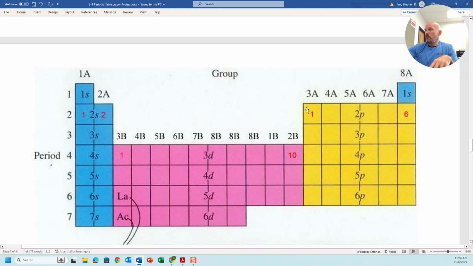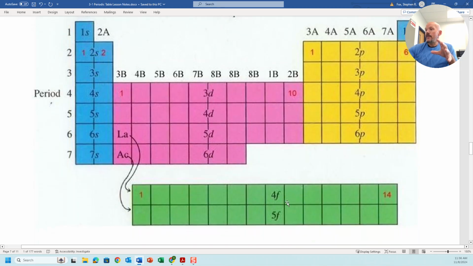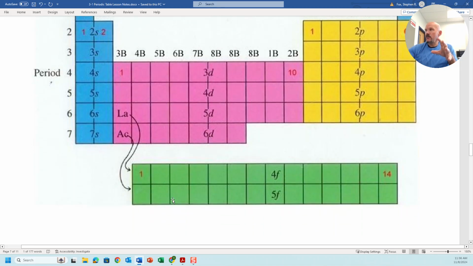Then from boron to neon and down this square right here, and it goes all the way down to Og. That's the P block. And then we got our transition metals, which is called the D block, okay? And then our inner transition metals down here, that's the F block, okay?